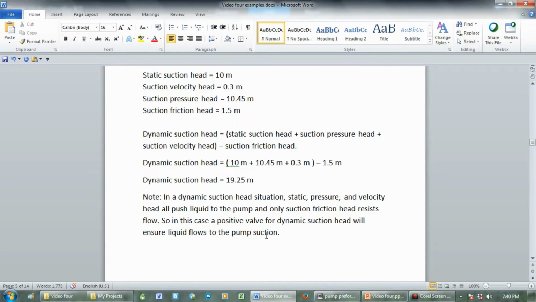Note, in a dynamic suction head situation, static pressure and velocity head all push liquid to the pump, and only suction friction head resists flow. So in this case, a positive value for a dynamic suction head will ensure liquid flows to the pump suction.